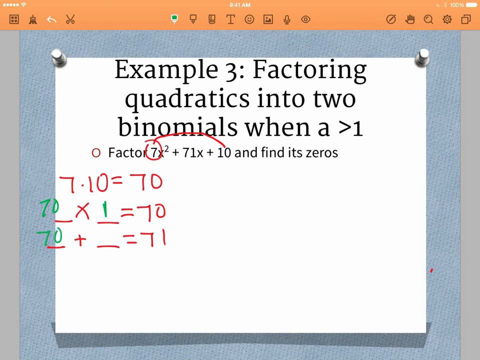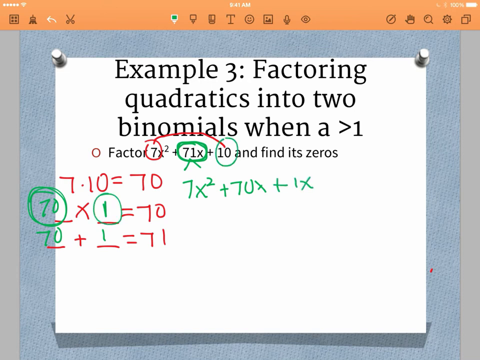And then 70 plus 1. So you really want to think about what number is fairly close to 71 that would be able to be broken out. Now what we do is we don't write it like we did before with the two binomials. What we do is we rewrite the 71. So you think of this as 7x squared plus 70x, so we take one of the factors, plus 1x. And don't forget the plus 10.